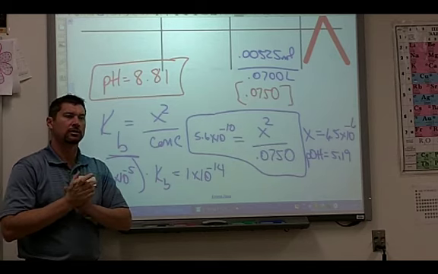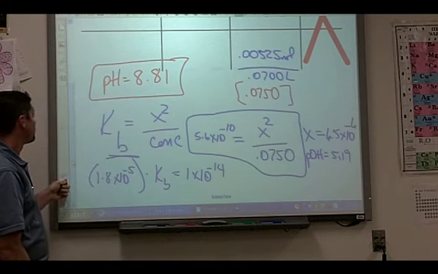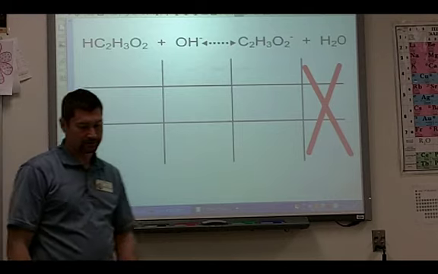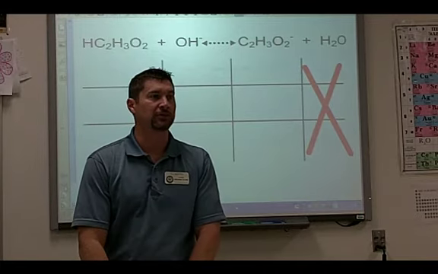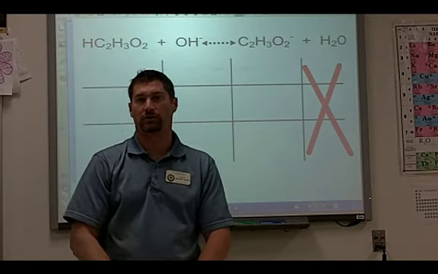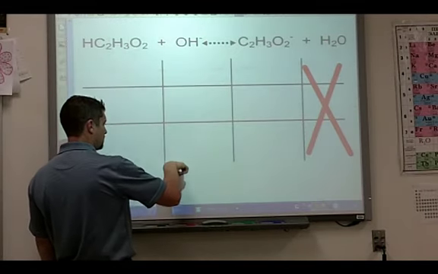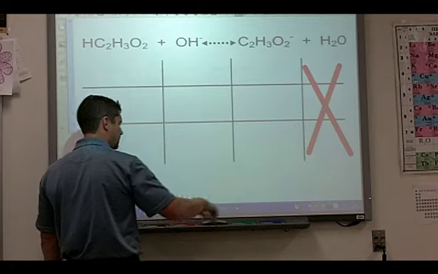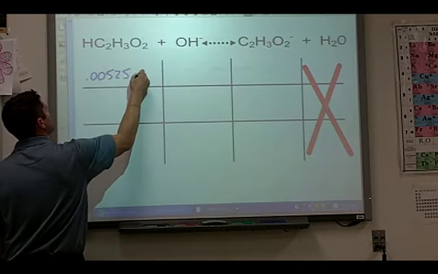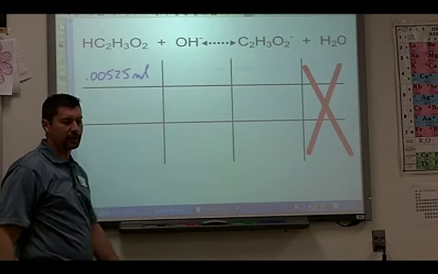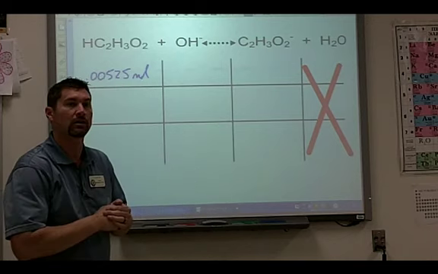Turn the page. There's one last one. Alright. The last one. 50 milliliters. If you add 50 milliliters, that means we went past the equivalence point. Why would we do that? I don't know. You guys did yesterday. You went here, and then you kept going, right? Alright. So this guy is 0.00525 still. Somebody figure out what the moles of hydroxide are.